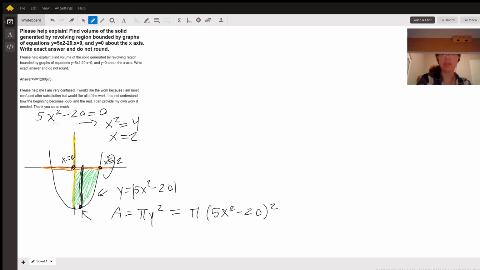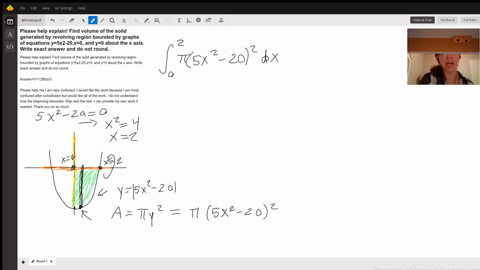And so now we can set up our integral. Effectively, what we're doing, just as a refresher on the disk method, we're saying we have a bunch of infinitesimally thin disks, and we're adding up their volumes. And so we have the integral from 0 to 2 of pi times (5x squared minus 20) squared dx. And that essentially is all of our problem.